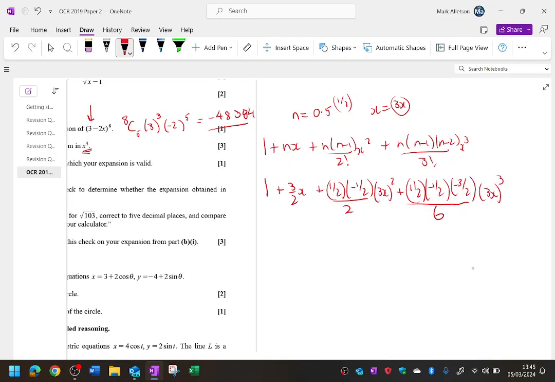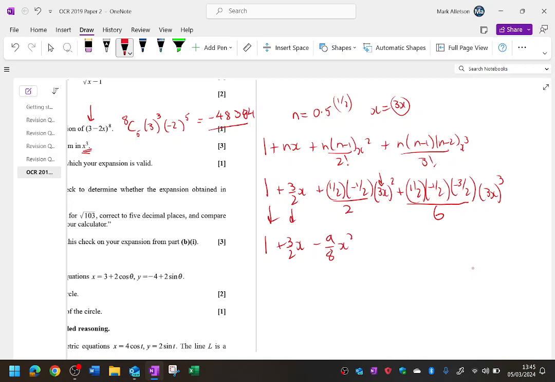Okay, so let's simplify this a bit. We can't do much with the first two, so I'm going to leave those as 1 + 3/2 x. The next bit, we've got a half times minus a half, which is minus a quarter. We're timesing that by a half as well, so it's minus an eighth. But then the 3 squared gives us 9, so it's minus 9/8, and that's the x squared term.